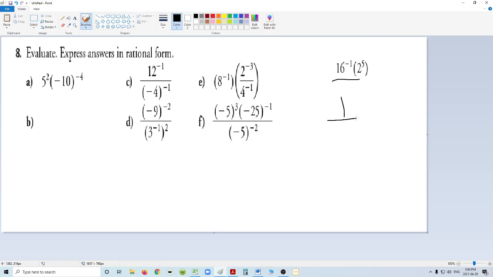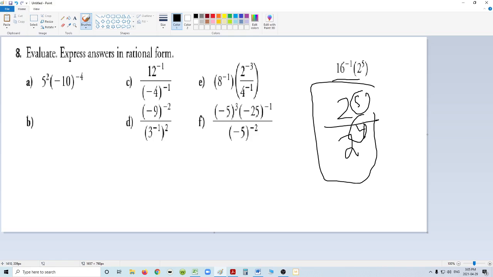16 over negative 1 is 1 over 16 times 2 to the power of 5, which is 32. 32 over 16 is 2. Now it would have been possible to express 16 as 2 to the 4 and keep the 2 to the 5 up here. And using the rule of subtraction of the exponents, you get 2 to the 1, which is just 2.